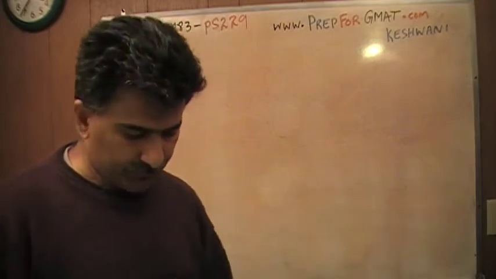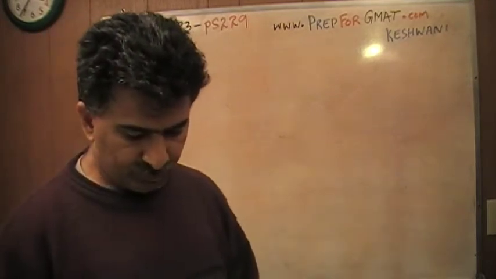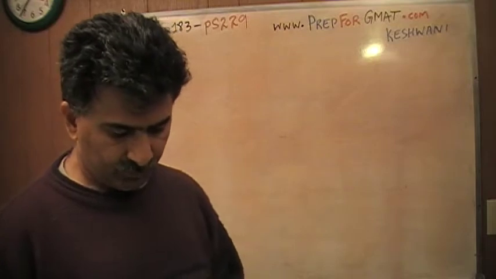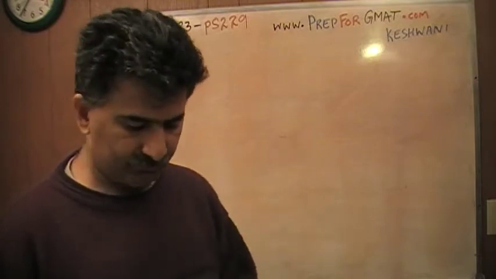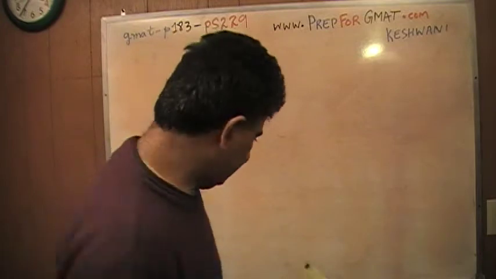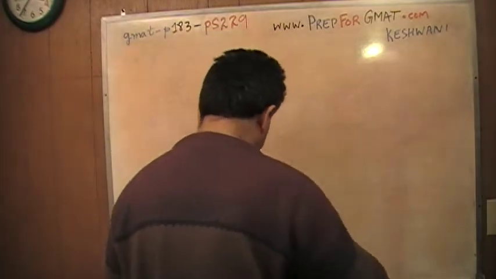Let's see what it says here. It says the circle with center C shown above is tangent to both axes. Let's draw the circle first. Let me first draw it and then I'll explain things to you.